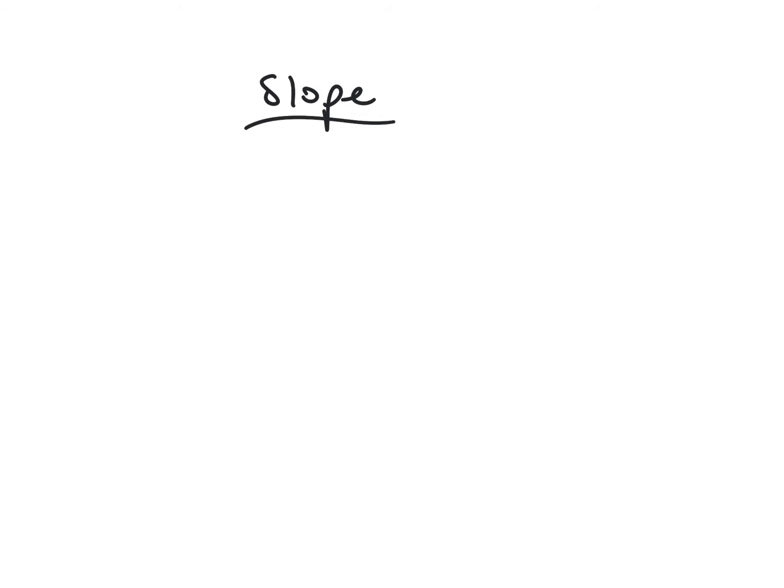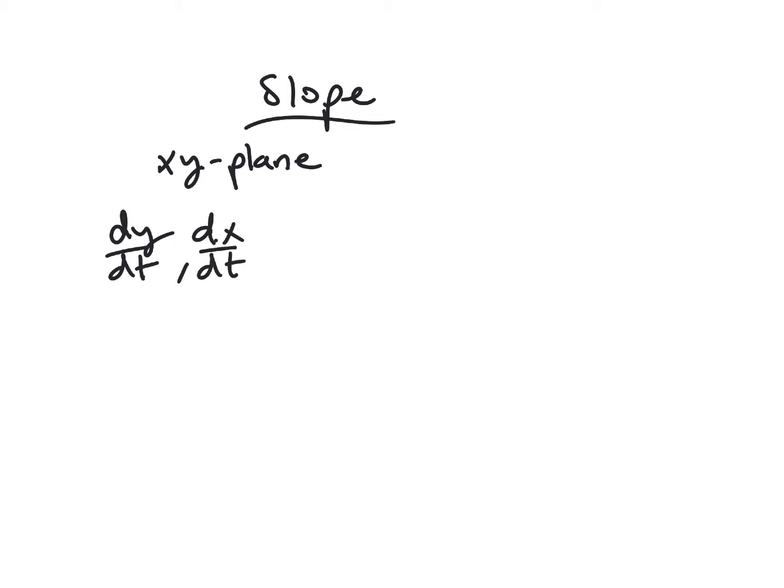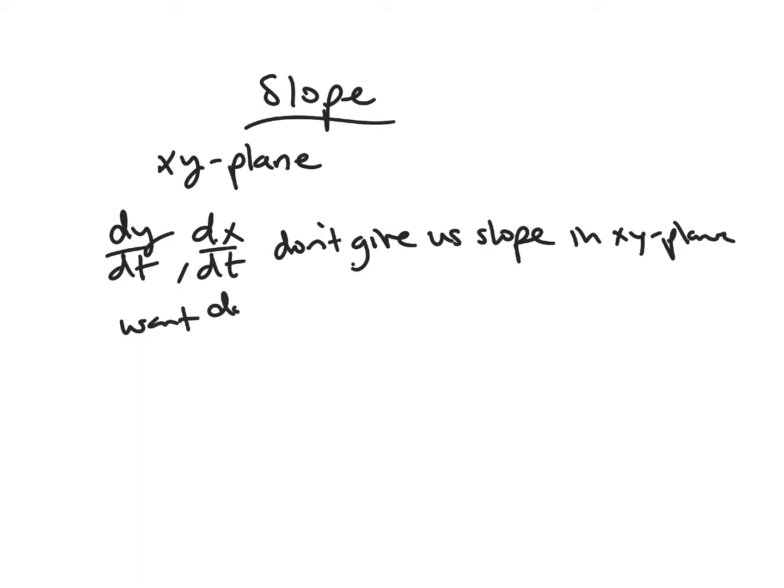Since we're still graphing in the xy plane, when we talk about slope, dy/dt and dx/dt are things that make sense. These are the rates of change of y and x with respect to t, but they don't give us slope in the xy plane. For that, we still want to be thinking about dy/dx. We still want this, but that doesn't seem as obvious.